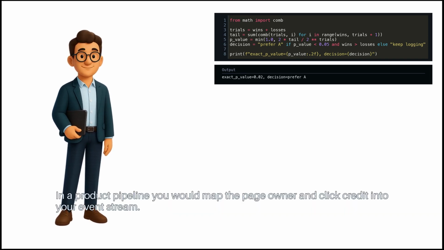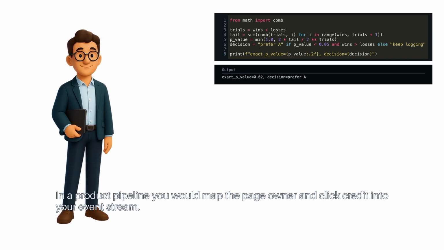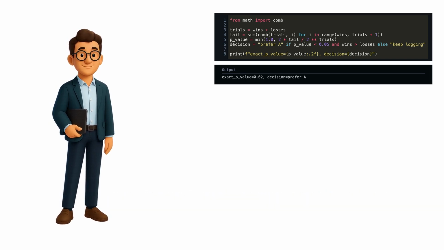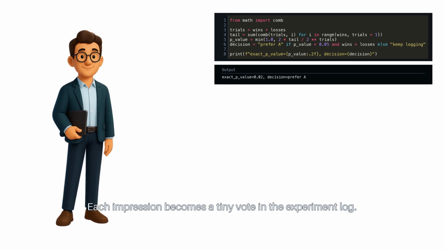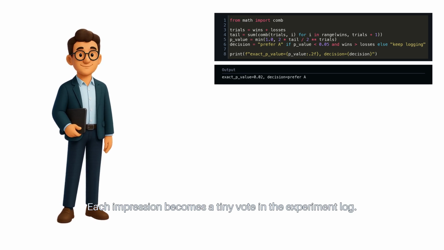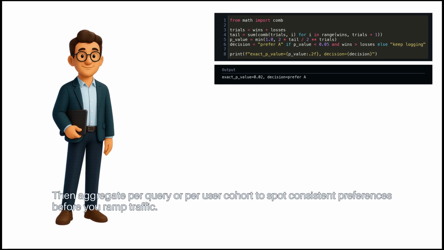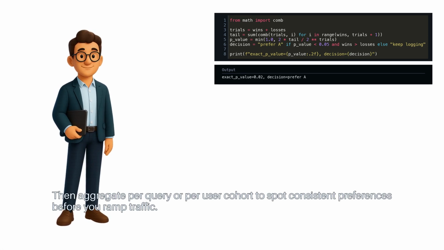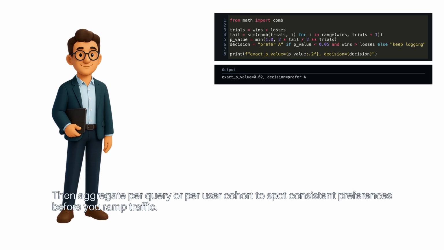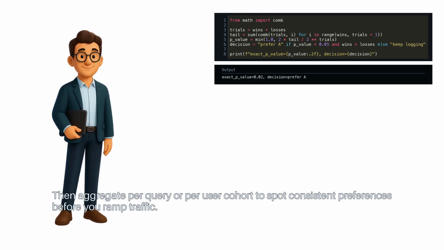In a product pipeline, you would map the page owner and click credit into your event stream. Each impression becomes a tiny vote in the experiment log. Then aggregate per query or per user cohort to spot consistent preferences before you ramp traffic.